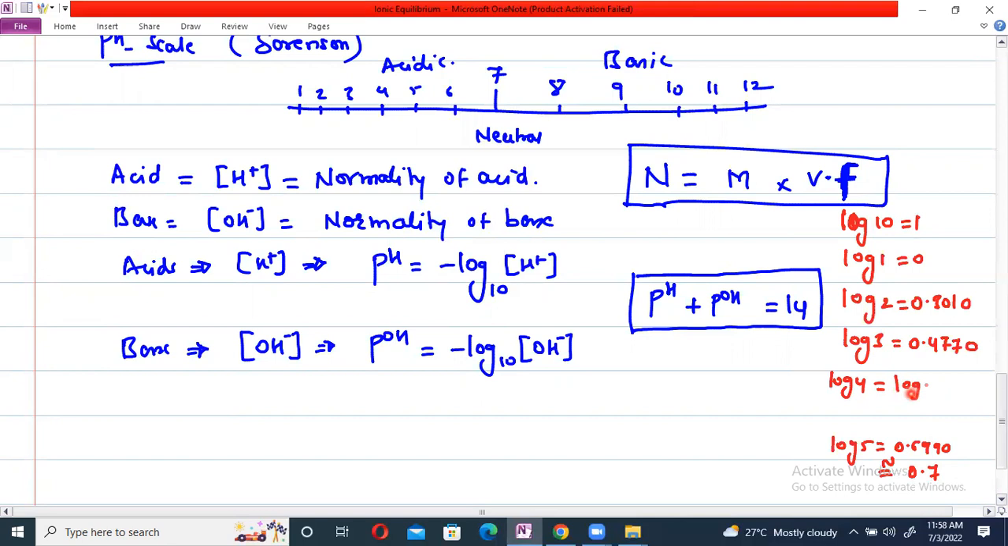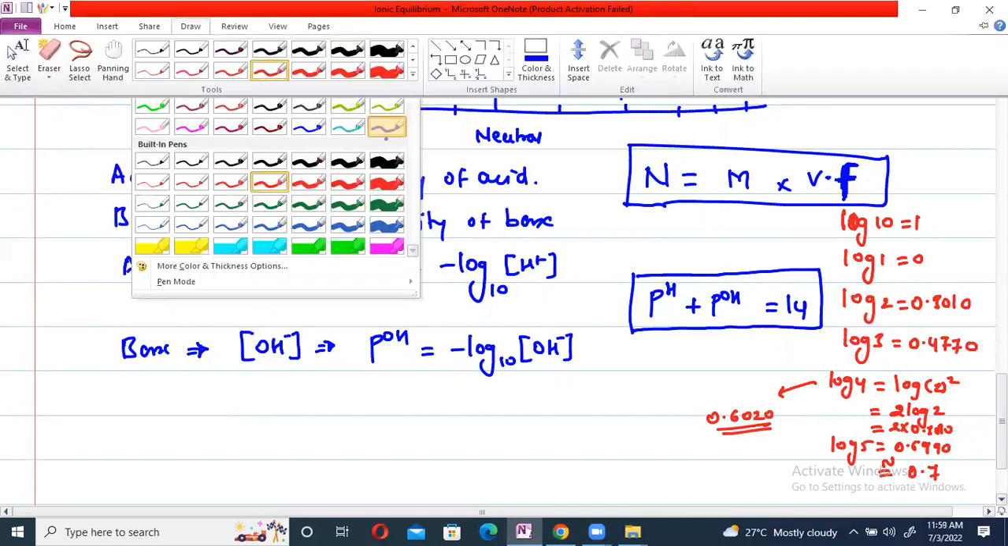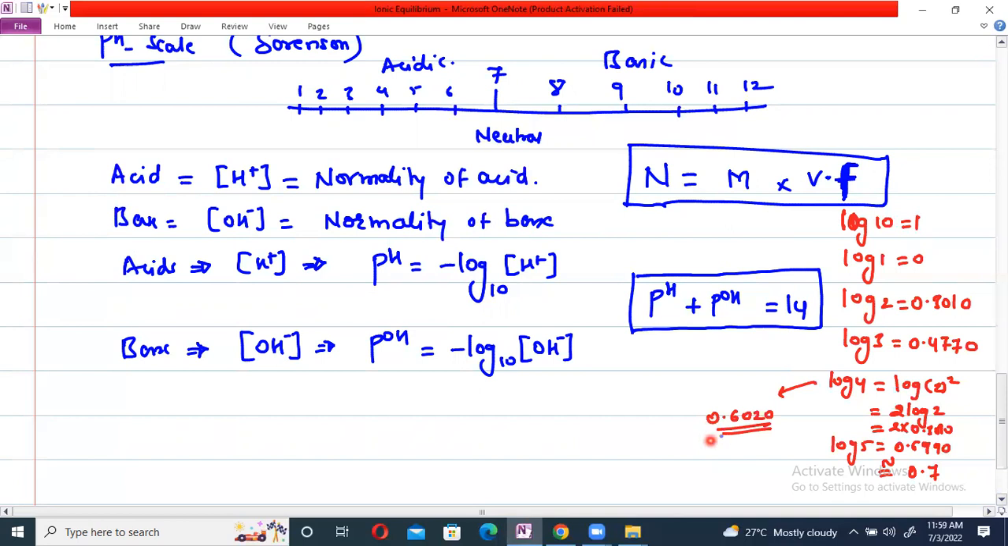You know, log 4 can be written as log 2 square. That can be written as 2 log 2, which is 2 into 0.3010. And when you solve it, the value we get, 0.6020, is the value of log 4. So these are the few values to remember here.